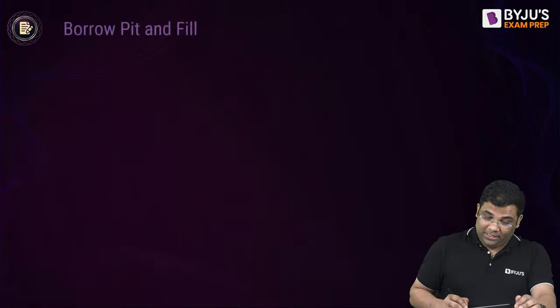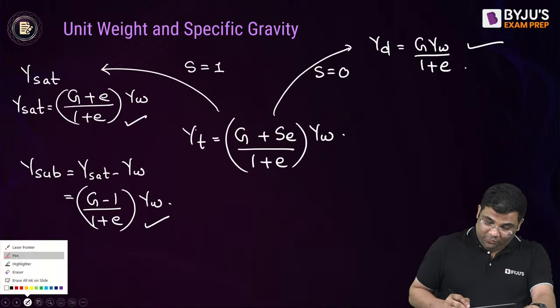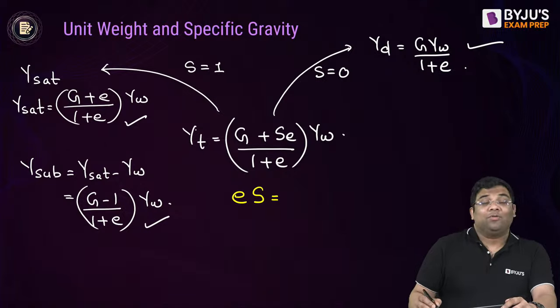Then some important relationships. We should know some important relationships. What are the important relationships we should know? Most important is e S equal to what?